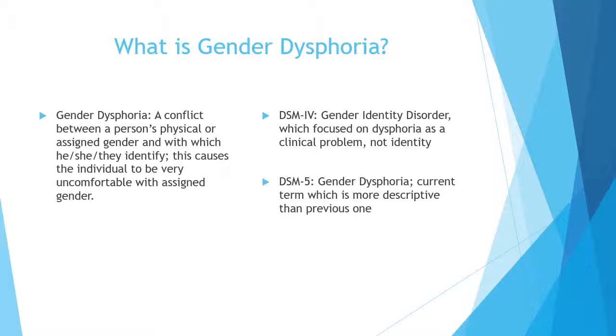In the previous DSM-4, gender dysphoria was termed gender identity disorder. It did focus on dysphoria, however, much more as a clinical problem, not as an identity. Whereas in the DSM-5, gender dysphoria's current term is more descriptive than the previous one.